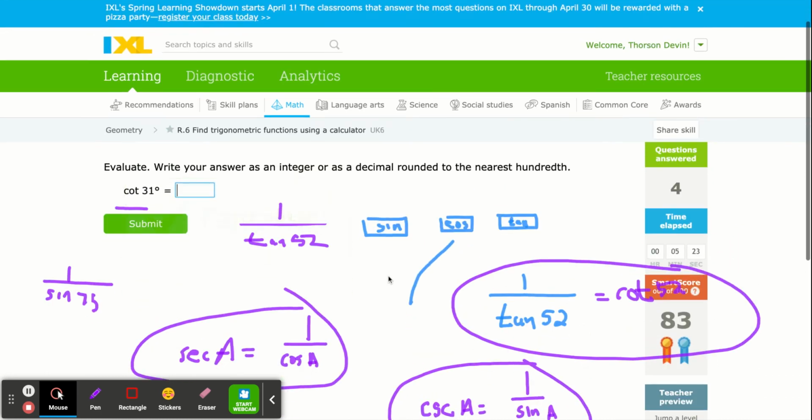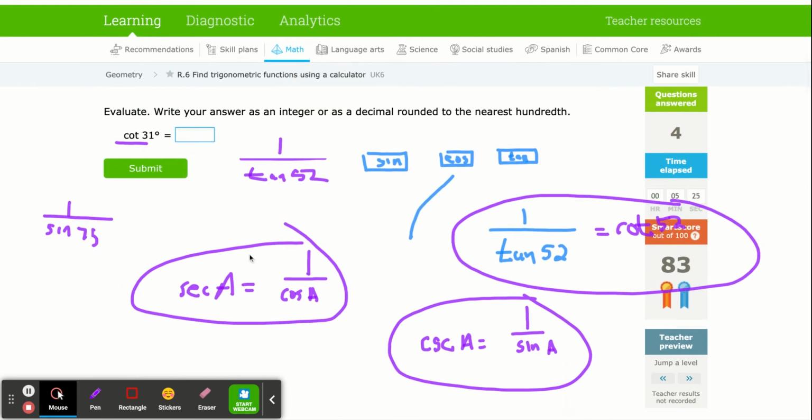If you have questions on this, do bring them to class, but just remember how to do these three odd ones, the cotangent, cosecant, and secant, because it's 1 over the corresponding trig function.